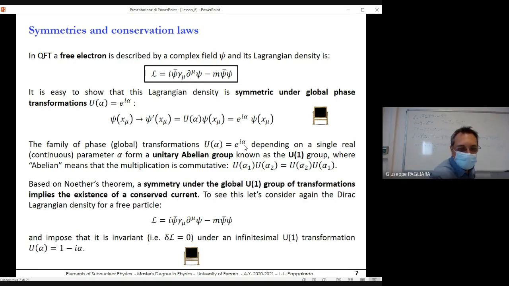Now, based on Noether's theorem, a symmetry under a global U(1) group transformation, the one that we just derived on the blackboard, implies the existence of some conserved quantity, in particular a conserved current. To see this, let's consider again the Dirac Lagrangian for a free fermion field, and we now impose that it is invariant under this phase transformation. Actually, let's take an infinitesimal phase transformation, and we'll see what we get by imposing that the Lagrangian is unaffected, is symmetric.